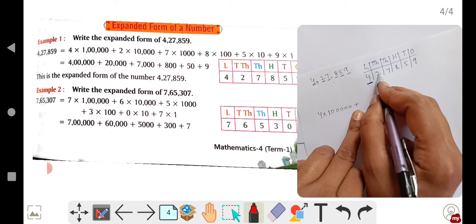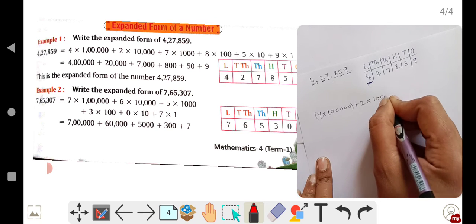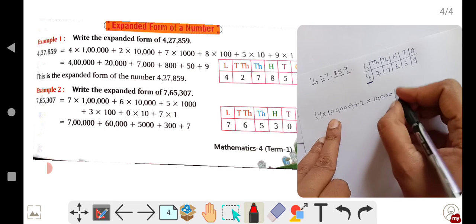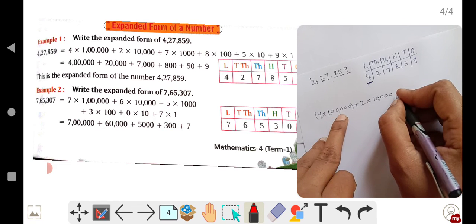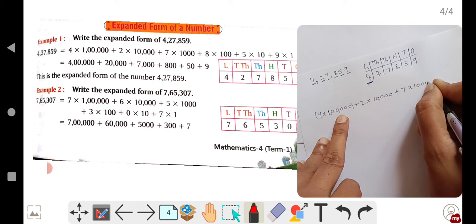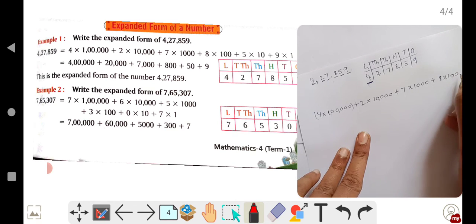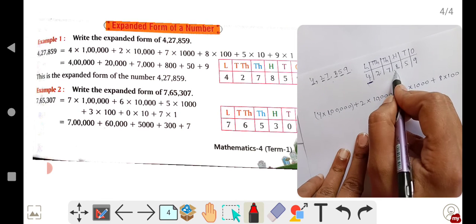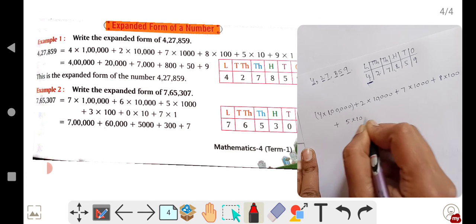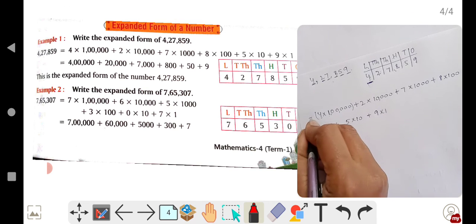Then 2 is in 10,000's place. So multiply 2 into 10,000. So 10,000 has 4 zeros. Then plus 7 into 1000 plus 8 into 100, because 8 is in hundreds place, plus 5 into 10, because 5 is in tens place, then 9 into 1.